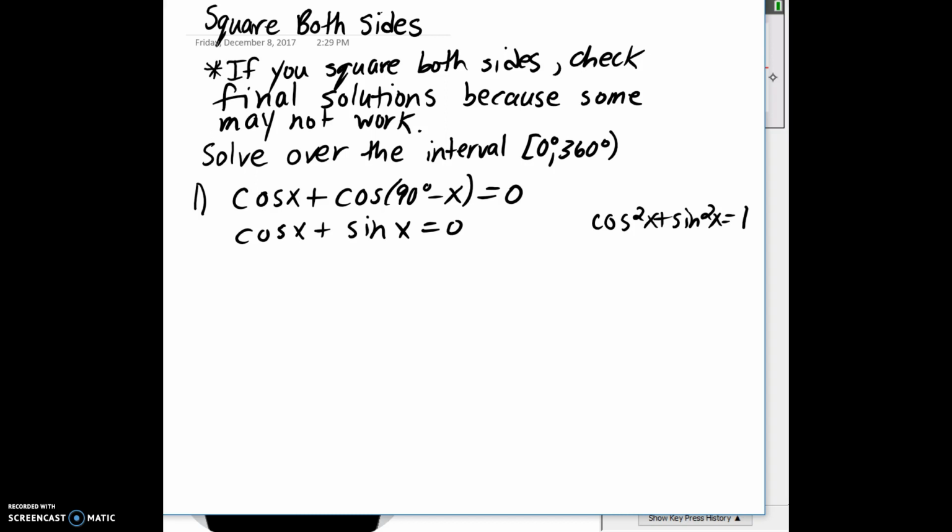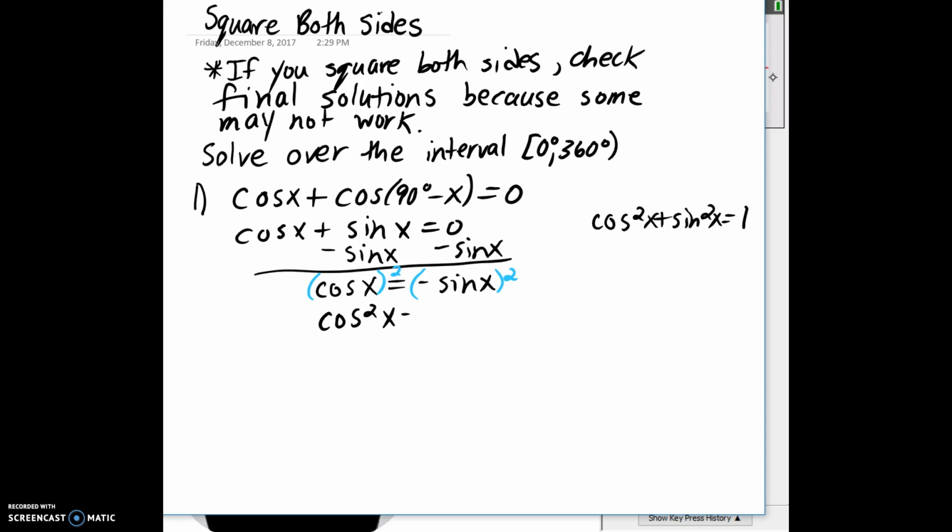But before doing that, I'm just going to get the trig functions on opposite sides. That will be important to do, especially if you have more stuff going on too. So we'll have cosine x equals negative sine x. We're going to square both sides. Notice the negative goes away, so that's kind of an issue right there already that you can see.